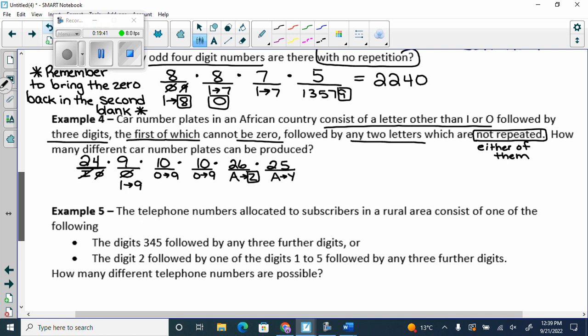That's all you have. So we type it in, we get 24 times 9 times 10 times 10 times 26 times 25, and we get 14,040,000.